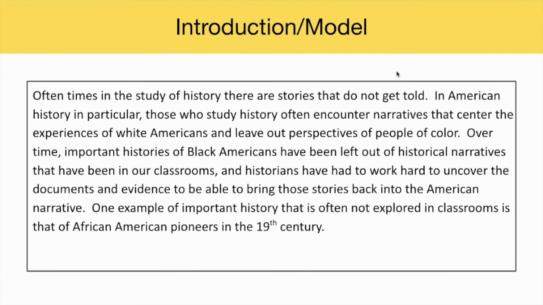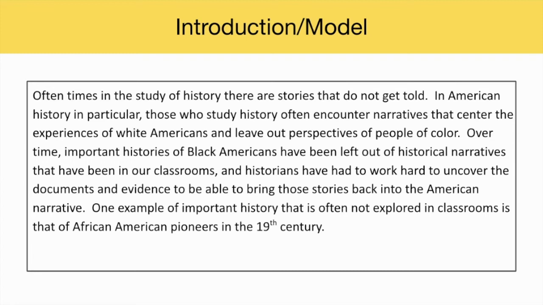It's really important that we take the time to share the following background information on our introduction and model slides for students. Oftentimes in the study of history, there are stories that do not get told. In American history in particular, those who study history often encounter narratives that center the experiences of white Americans and leave out perspectives of people of color. Over time, important histories of Black Americans have been left out of historical narratives that have been in our classrooms, and historians have had to work hard to uncover the documents and evidence to be able to bring those stories back into the American narrative.